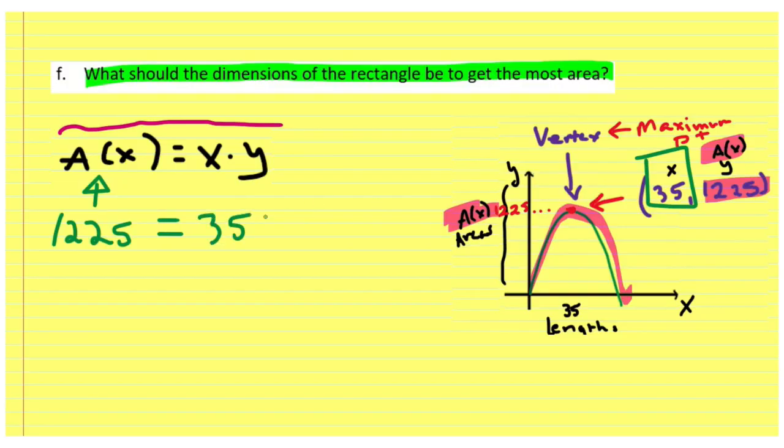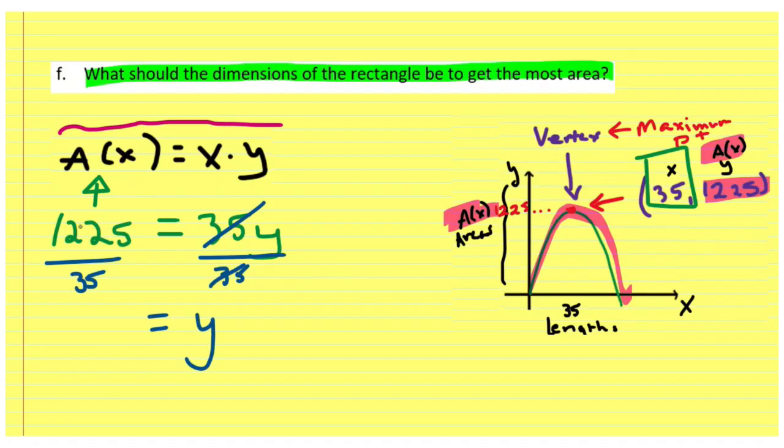But now we're going to find out what the other dimension that's represented by y that would give us this total of 1,225. So I'm going to solve for the y. So we're going to divide out 35 on both sides of the equal sign. And of course, they are going to cancel right there. And when I put that in my handy dandy calculator, 1,225 divided by 35 leaves me with 35.